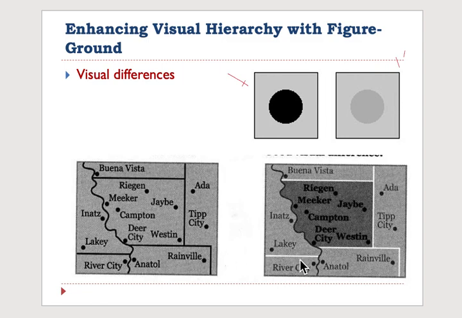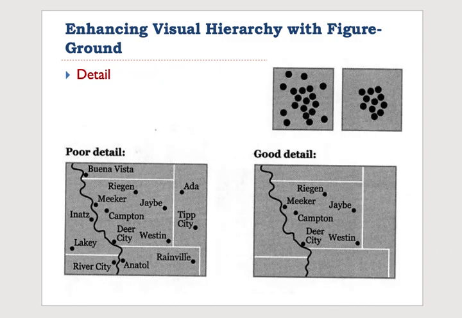So when we're looking at these two maps, this map shows the visualization of focusing on this county here because it is darker compared to the other counties. And this helps us to separate the figure from the ground. And detail is important as well. This is poor detail, and this is good detail. And we are only interested in this county, so we are focusing on the names only in this county, whereas here it's poor detail. We don't know which area to focus on.